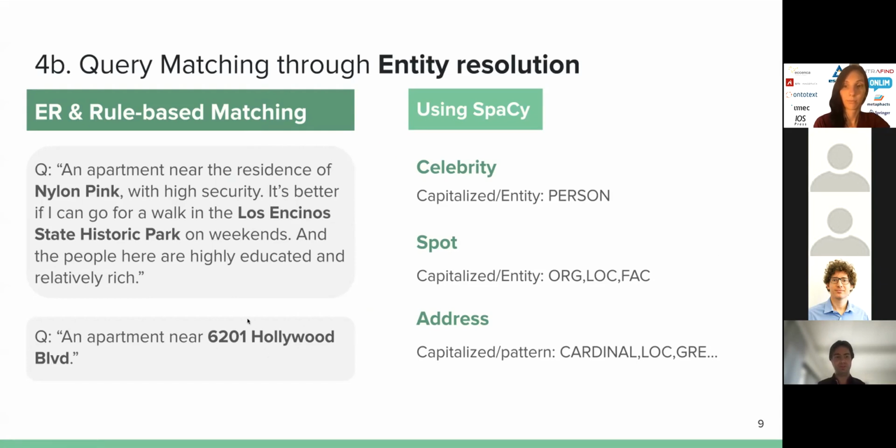The other option is to look for nearby locations. So we use the entity recognizer to find these cases, and then we use them to find nearby apartments.